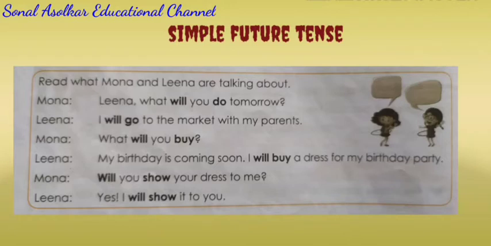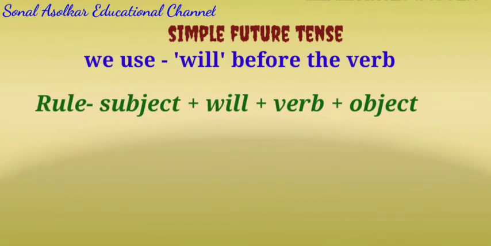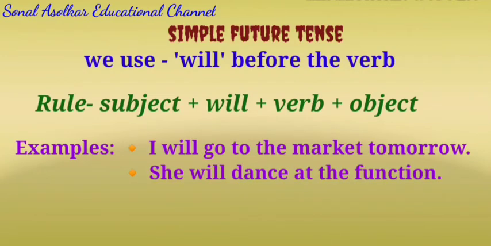Here the girls are talking about actions that have not happened yet. The tense used to describe actions that will happen later is called the simple future tense. Remember students, in the future tense we use will before the verb to show an action that will happen later. Rule: subject plus will plus verb plus object. Examples: I will go to the market tomorrow. She will dance at the function.